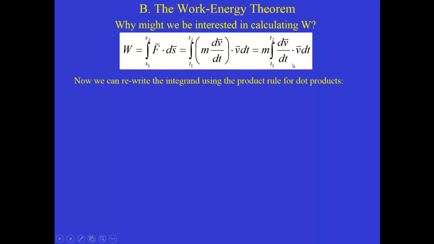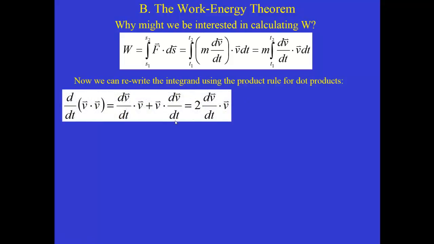Now, what we can do is use the product rule for dot products to find another way of writing down the integrand. And this is one of those things where you kind of have to know where you're going before you do it in order to get the answer. It might not seem obvious why we would choose to do this, but just for the sake of argument, let's take the time derivative of the dot product v dot v, which is really just v squared, but we'll just write it like this.